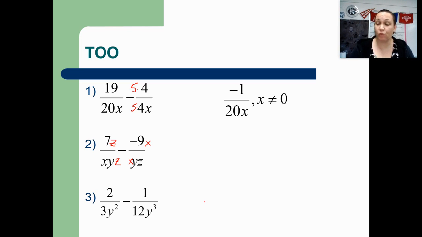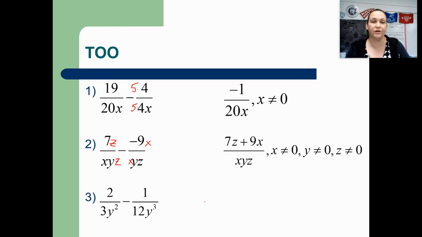That's also going to play into our restrictions. X cannot equal 0, y cannot equal 0, and z cannot equal 0. And then here's my final answer. Now, the numerator does not factor, but it does have a plus sign in it. So I also cannot cancel. So if it helps, you can draw parentheses anytime you have adding or subtracting, even if it's not factorable, just throw some parentheses around it so that you remember, hey, I can't cancel this out because it is trapped in a parentheses.